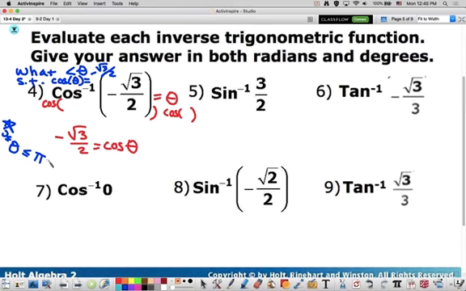I'm doing what to both of those? Taking what of it? Cosine. Cosine talks about x or y. X. What's the x value here? Negative root 3 over 2. Is that what I'm looking for? Yes. There you go. There's your answer. Your answer, theta, is equal to 5 pi over 6 or 150 degrees. Yep. Because is that in my restricted domain?